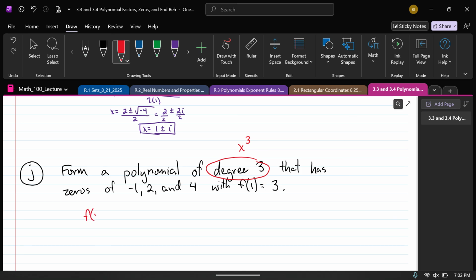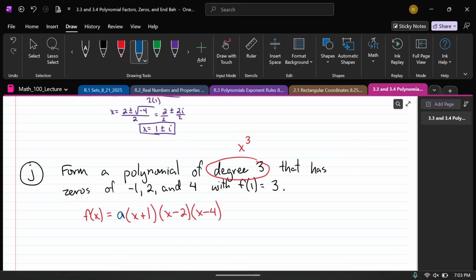So my polynomial, the factor that goes with -1 being a 0, what is the factor? X plus 1. What's the factor with 2? X minus 2. What's the factor with 4? Now, here is where that f of 1 equals 3 comes back in. Okay? There's going to be a leading coefficient. That's this a out here in the front.